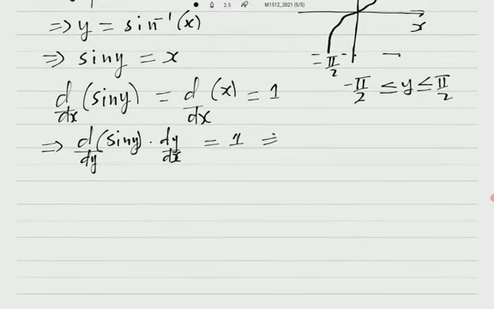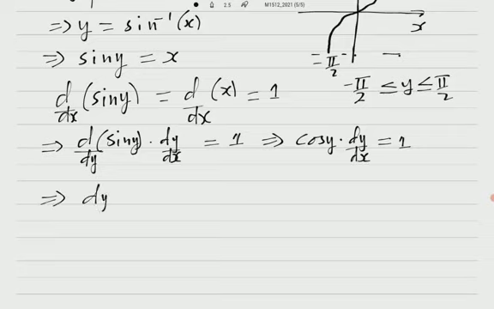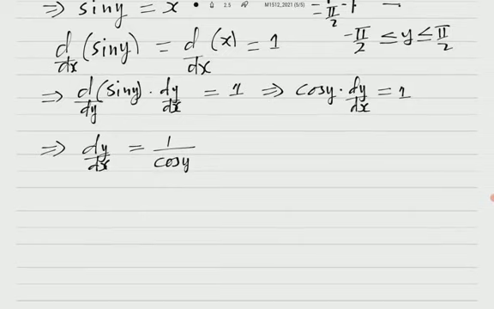If we do that, on the left you get nothing but cos y times dy dx, and that is equal to 1, which implies that now we can write dy dx as nothing but 1 over cos y.